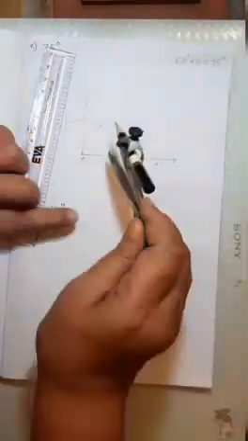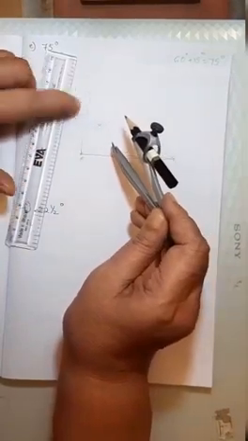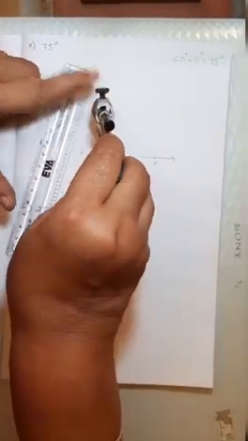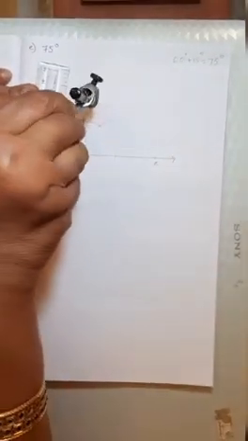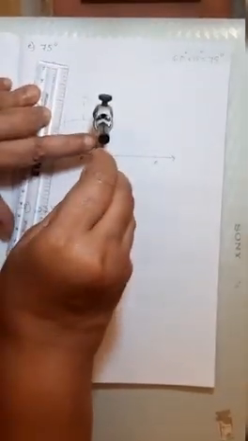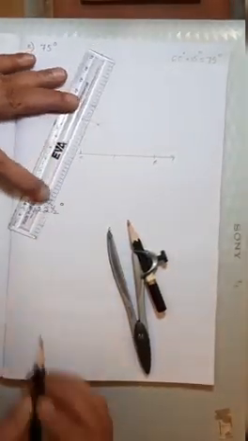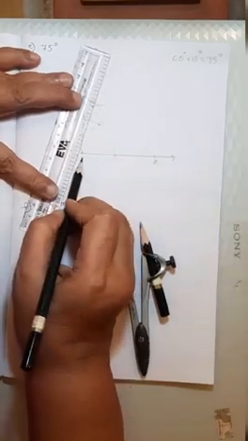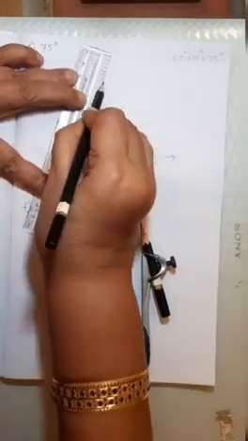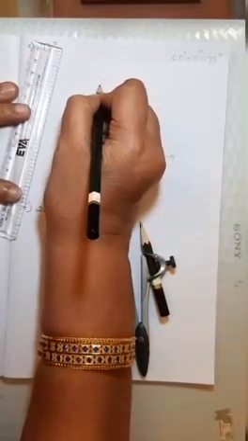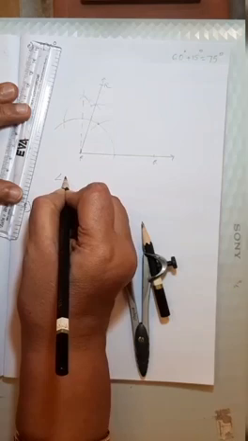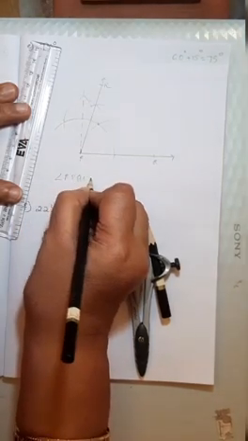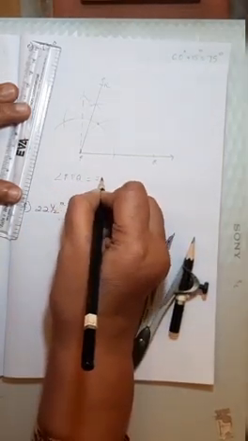Then we have to draw 15 from here, the bisector of this, 30 degrees. So we'll have to draw an arc here, draw another arc so that you get an angle bisector of this, and this will be 15 degrees. So 60 plus 15, that means this is our required construction. Let us mark it as R, angle RPQ equals 75 degrees.